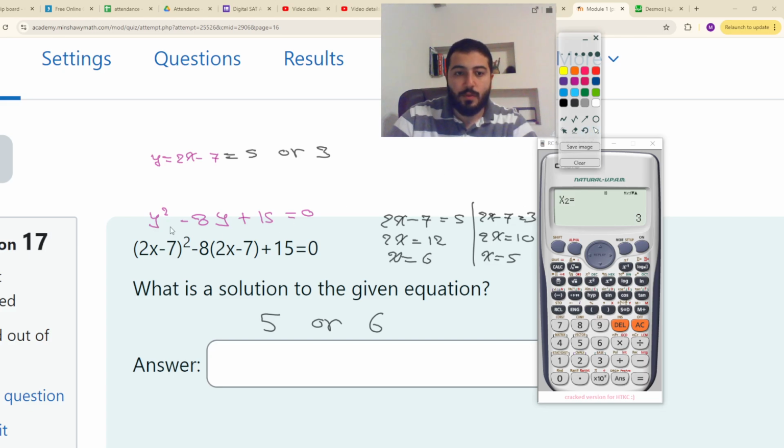Okay, that is from quadratic equations or quadratic functions or parabolas. All of those are the same lesson. They are the same topic.